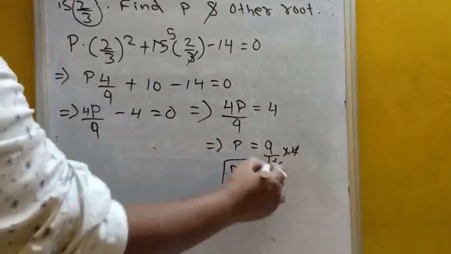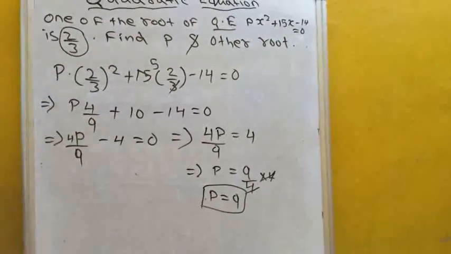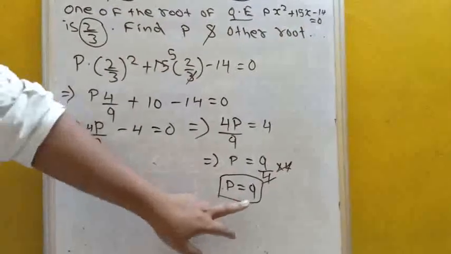You got the answer. What did you get? p equals how much? Then he told you what? Another root. So another root, how can you find out?